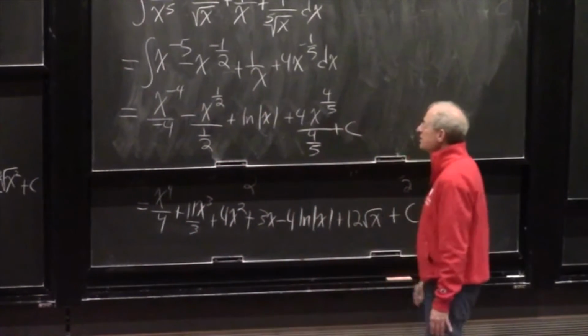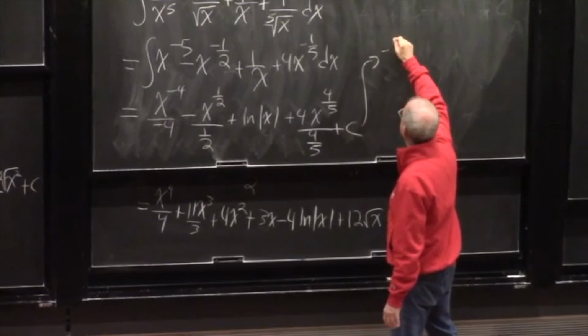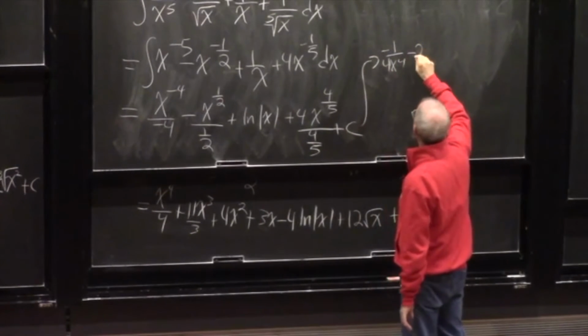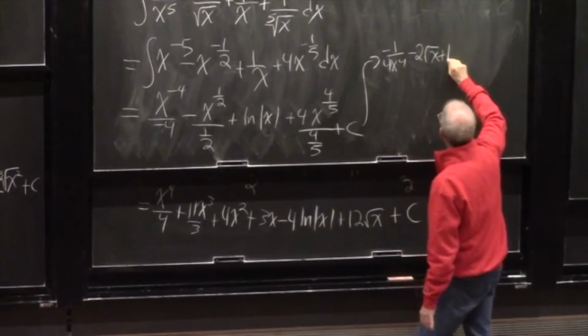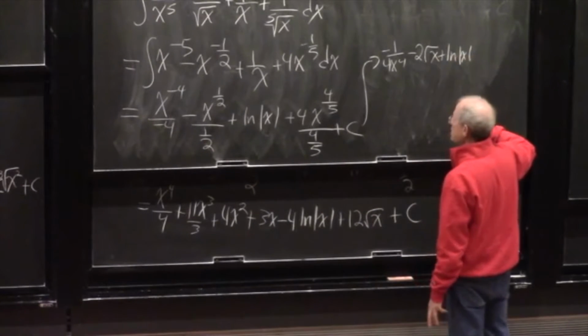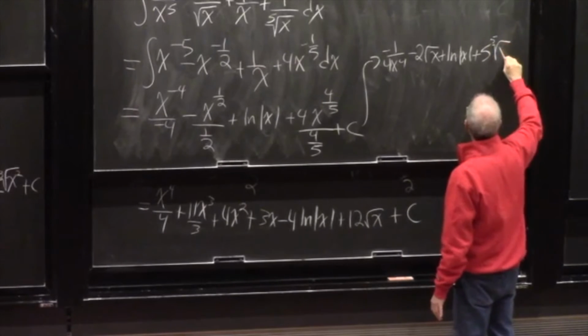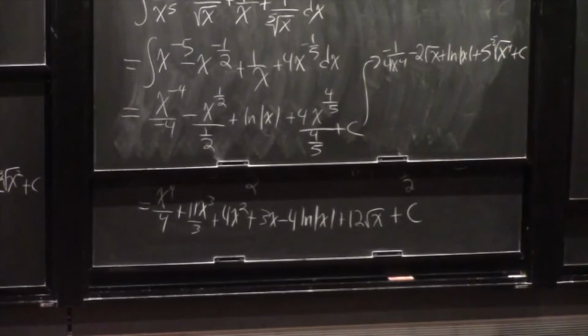Plus c. And I said you could rewrite that. That would be negative 1 over 4x to the fourth, minus 2 radical x, plus log of the absolute value of x, plus 5 times the fifth root of x to the fourth, plus c. So far, so good?